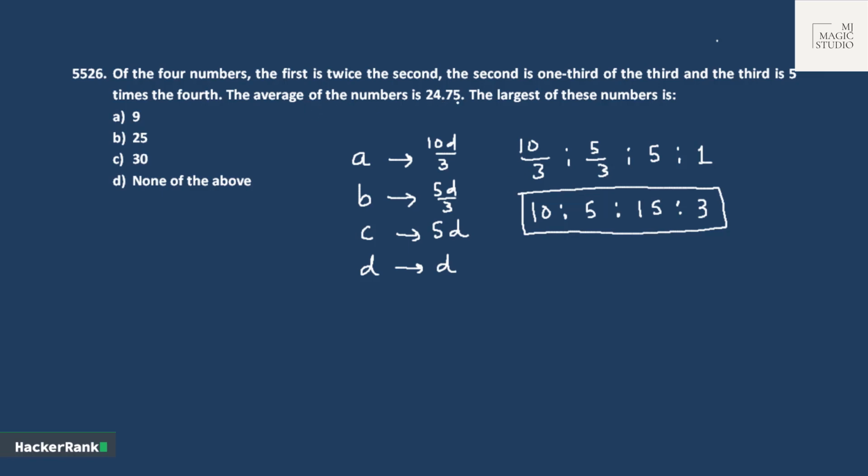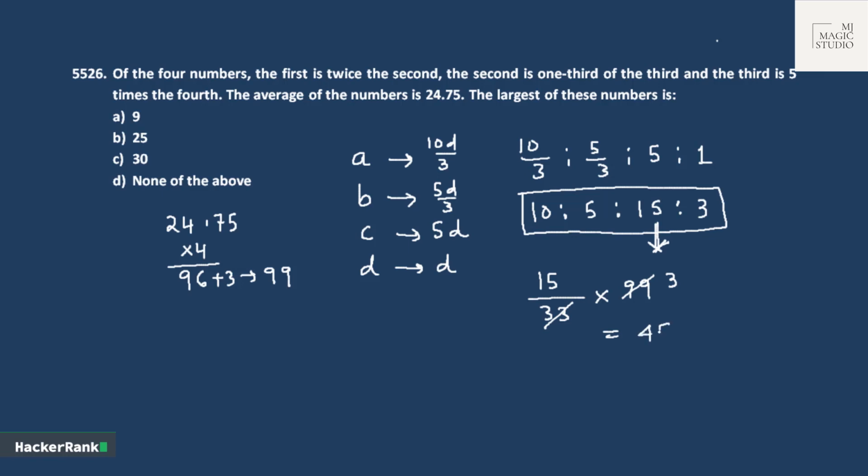The average of the numbers is 24.75. That means the total should be 24.75 into 4. This will give 96, and this will give 3, that is 99. So if I add all of this, it should equal 99. The largest of these numbers is 15. So the largest is 15 by 33 into 99. That is 45.